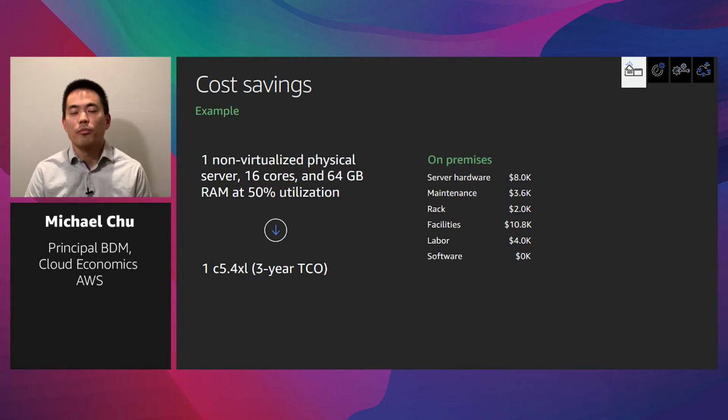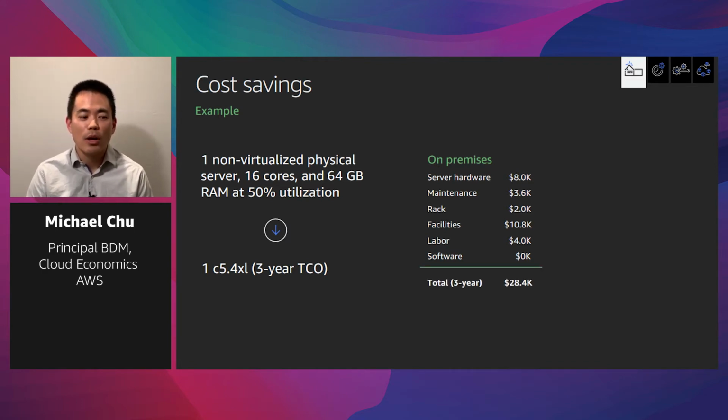And lastly, software. In this example, we're going to keep it simple and assume that this is a non-virtualized server running Linux. If you were to put Windows or VMware, for example, on this particular physical server, you would have to add $3,000 list per Windows license and $3,500 list per processor for VMware. This leads to a 3-year TCO of about $28,400. Now, on the AWS side, what does this equate to?